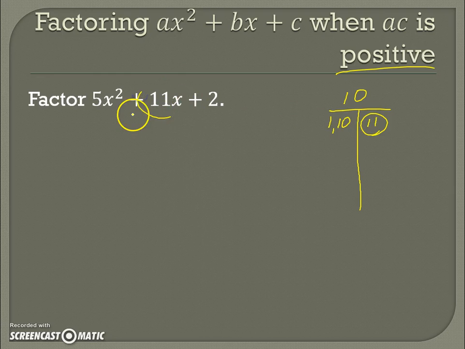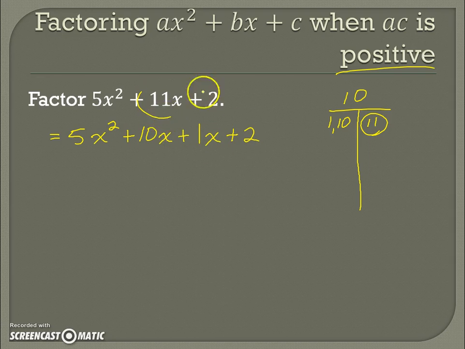I already found it. Now the next step is where this gets a little bit different. What you're going to do is split this into 2 different terms. And here's what I mean. So I'm going to say 5x squared. And then I'm going to split this one and I'll say plus, it doesn't matter which one goes first, 10x plus 1x. And then write plus 2.